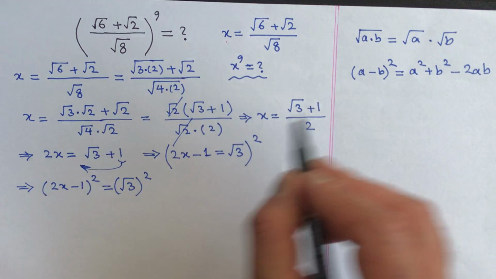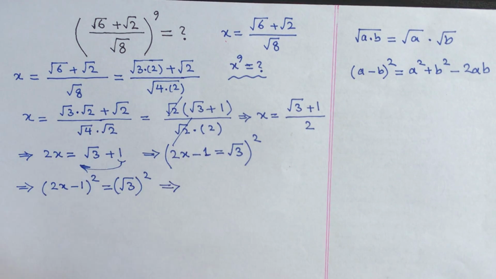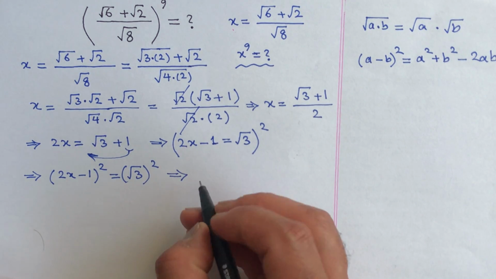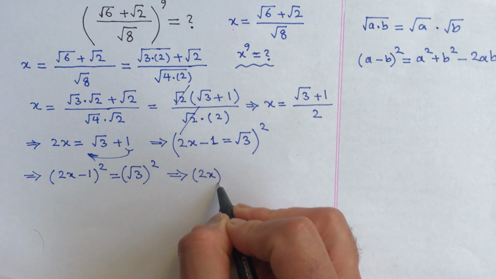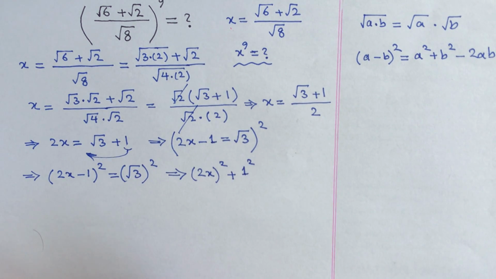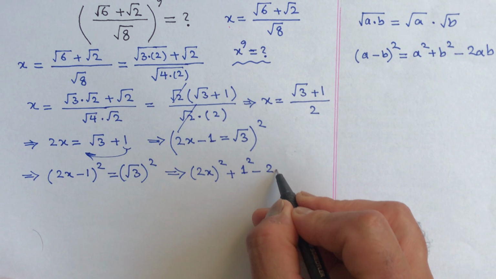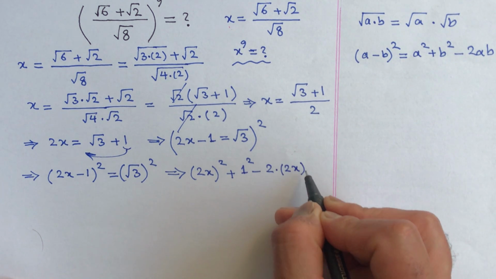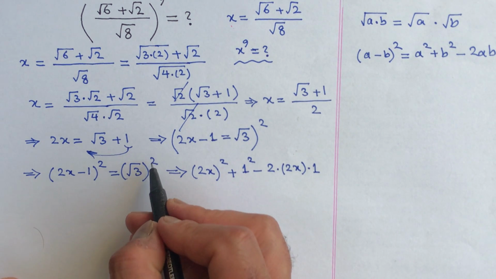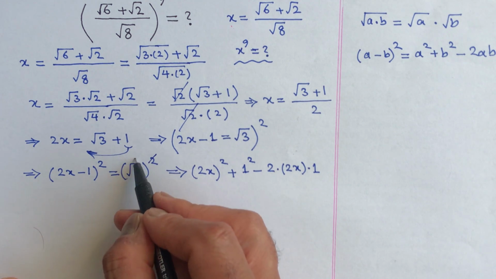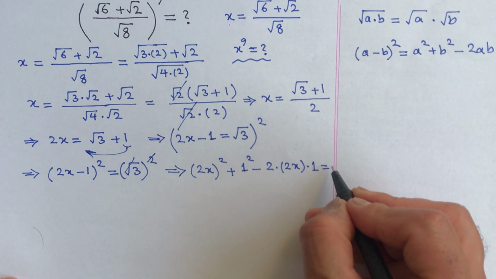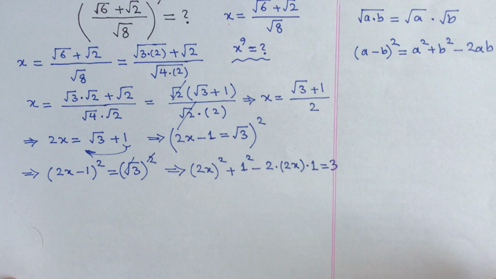Now I can use this formula here. The first term and the second term are raised to the power of 2: 2x to the power of 2 plus 1 to the power of 2 minus 2 times x times 1. And for the right side, the power of 2 is cancelled with the radical, so I get rid of the radical expression and 3 remains.